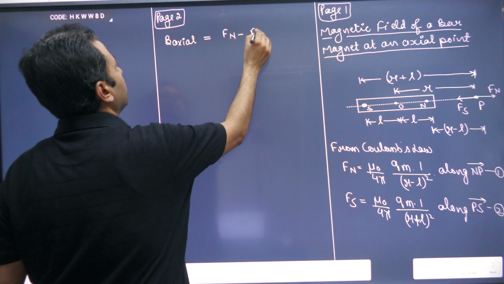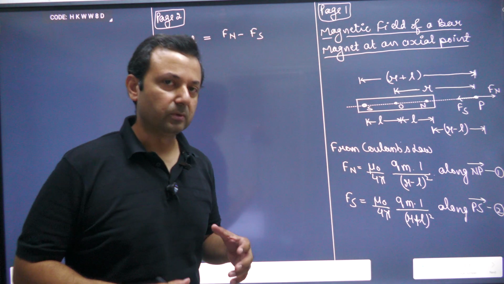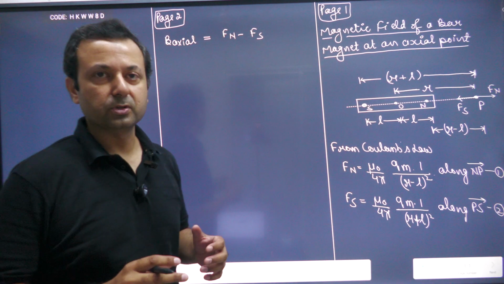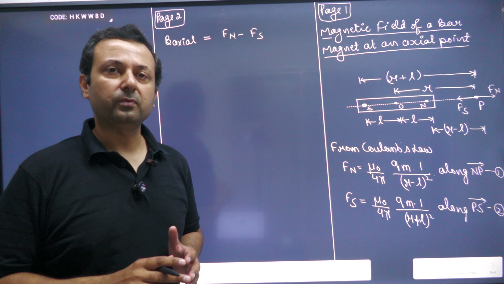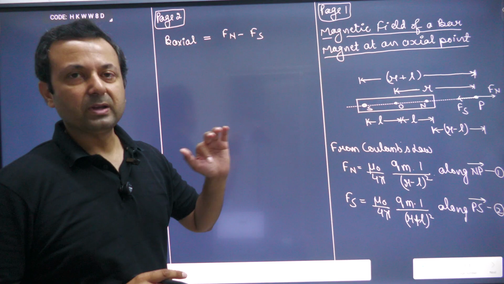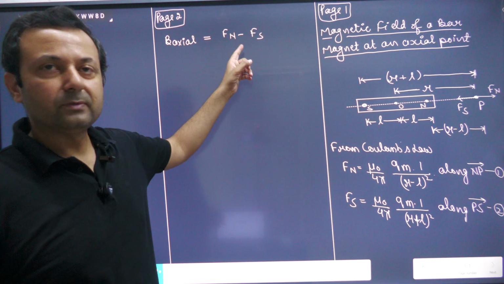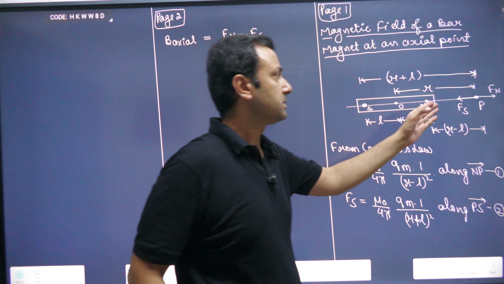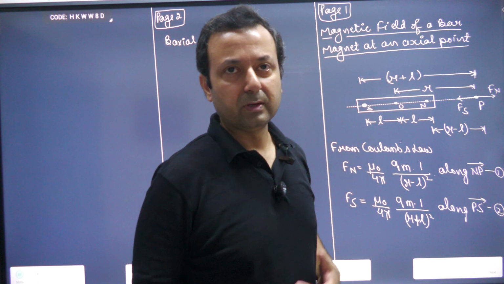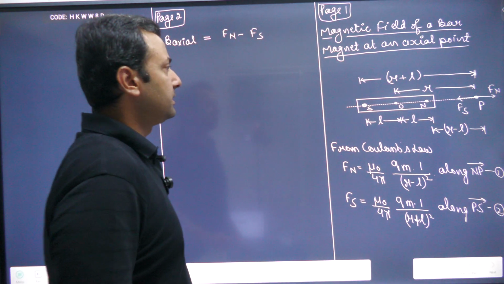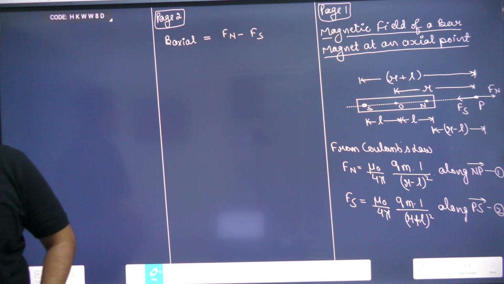Fn minus Fs. Why minus Fs? For calculating the net force of two different forces, it should be the addition of two forces. So Fn should be added in Fs. Yes, Fn should be added in Fs, but why have I taken this negative sign? Because Fn is in the rightward direction, and Fs is in the leftward direction. So Fn minus Fs, and let's put the values of Fn and Fs.